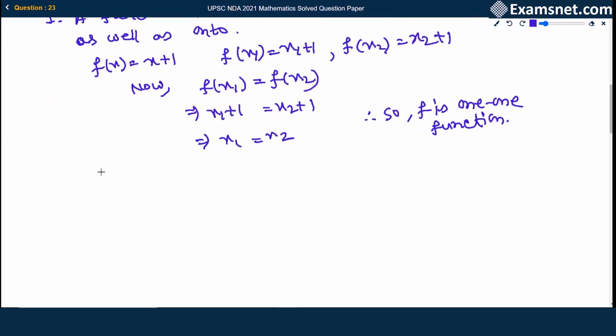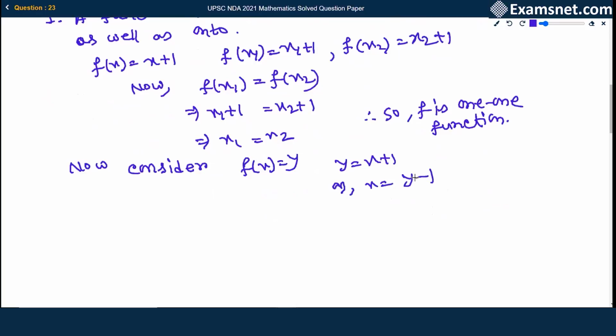Okay. Now consider f(x) equals y. So we can write y equals x plus 1. So from here we can also write x equals y minus 1. So f(y minus 1) means y minus 1 plus 1, that will give us the value y. Therefore f is onto, because y has a preimage. So if f(y minus 1) gives us the value y, f is onto.